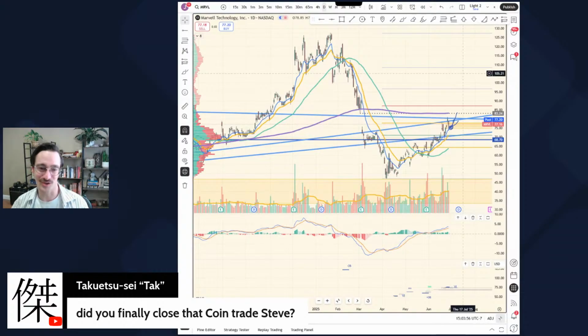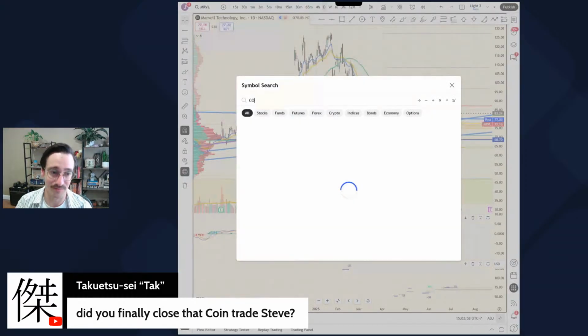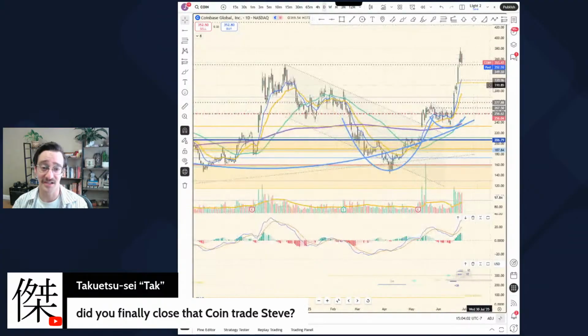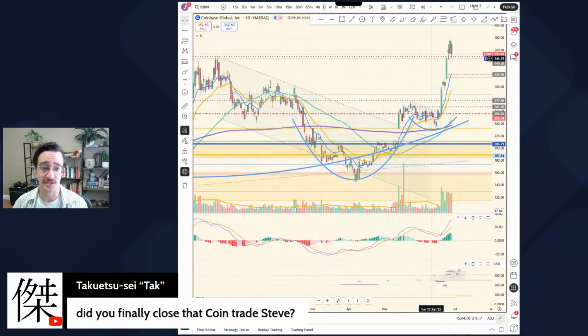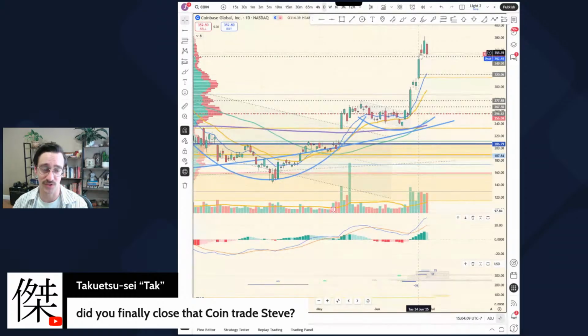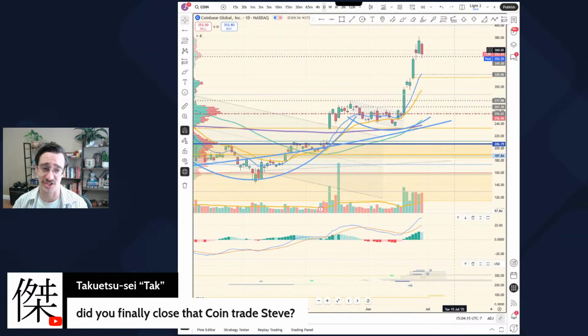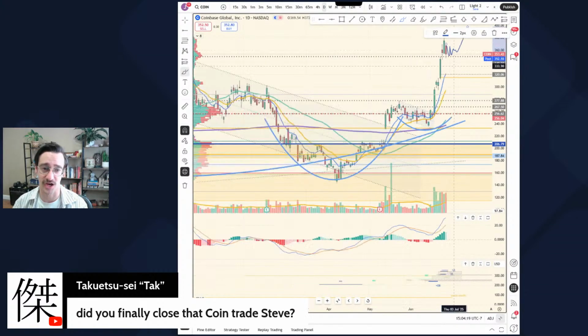Did I close the coin trade? Great question. Let's talk about it. So coin, man, what a beauty. I still have an open position. I'm watching this 350 level. It seems responsive. There was a big imbalance between these two candles here. Totally fine for it to revisit and wick in there a couple more times. I think it's waiting for the moving averages to catch up. I think it wants to consolidate via time before pushing higher.